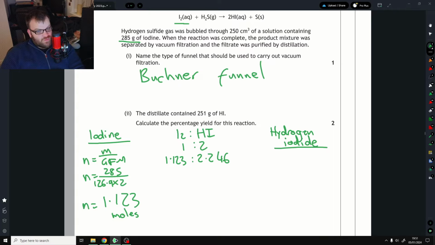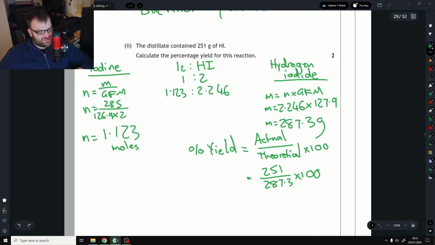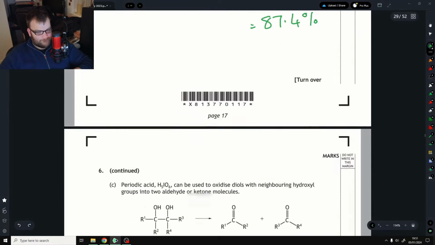Next up, we would turn that into a mass by timesing by the GFM. That'll be 126.9 plus the 1 for the hydrogen. That gives you an answer of 287.3. That theoretical yield is bigger than the actual yield, which is good. Actual divided by theoretical, plop in the numbers, and calculator says 87.4% as your answer for that one.